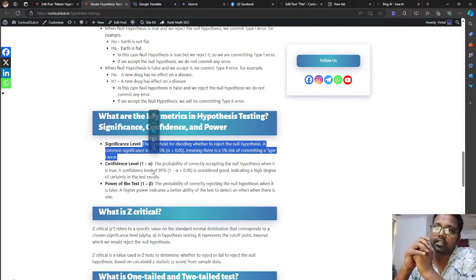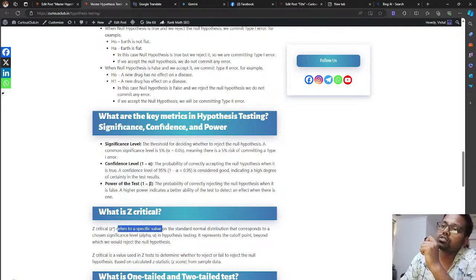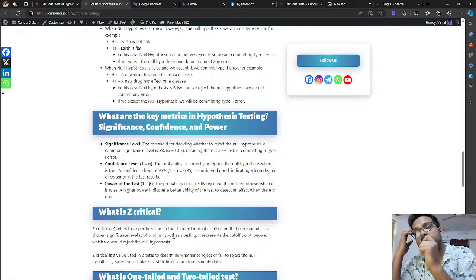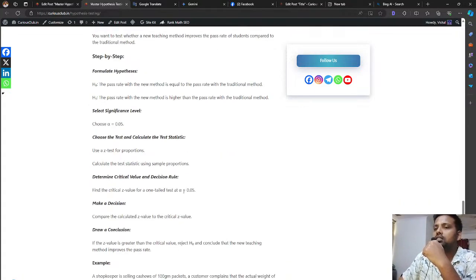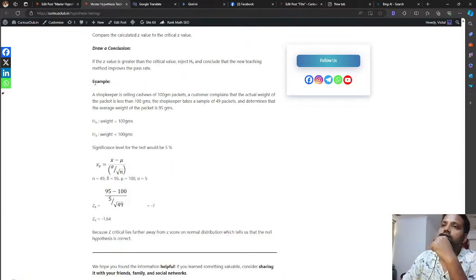Then there is Z critical. Z critical refers to a specific value on the standard normal distribution that corresponds to the chosen significance level. So this is something you calculate based on the significance level you have taken. When I said significance level, represented by alpha, it does not mean it is the same every time. Based on the test and analysis you are doing, you may take a different alpha level. It could be anything, but the standard is 5%. There are other details also. This is a detailed article I wanted to highlight in this video. How do you do a hypothesis test?